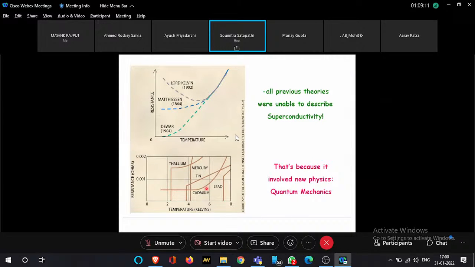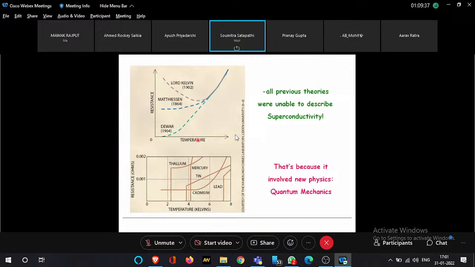You can see, for example, I have talked about the mercury. Another example is thallium, which shows the transition at a lower temperature. This is the case of cadmium. And you see that in the case of lead, it happens near about 6-7 Kelvin. So that means it is possible for the transition to happen at a higher temperature.